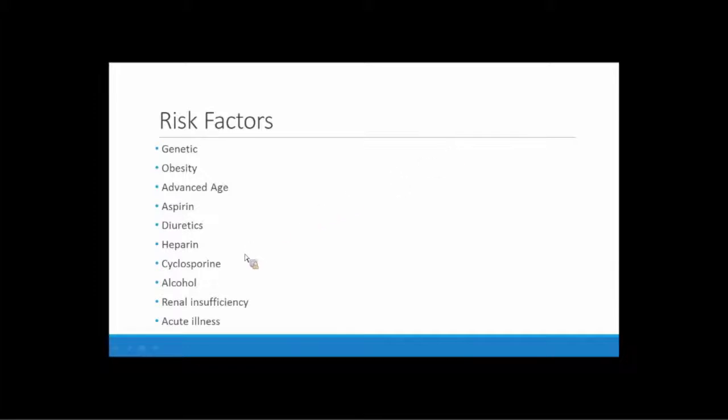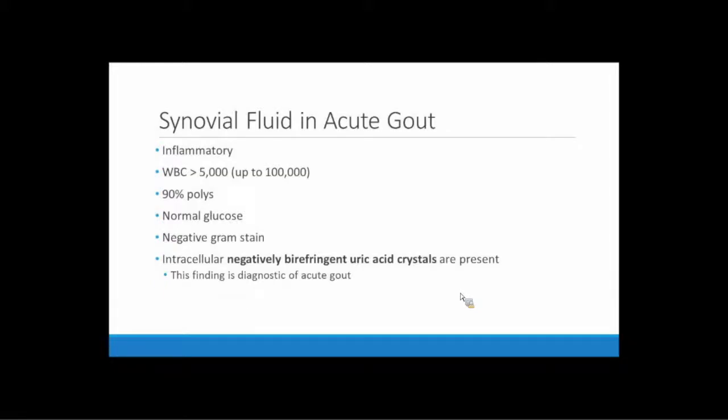Aspirin, diuretics, I've mentioned. Heparin, it's in the literature. I'm not really clinically convinced of that. In the days before CellCept, when we relied heavily on cyclosporine as a transplant center, we would see terrible, intractable gout, and they were stuck with cyclosporin. Now with CellCept, it's less of a problem because it doesn't interfere with uric acid excretion the way cyclosporin does. Alcohol, I've mentioned. Renal insufficiency, you're kind of stuck with that. And acute illness. So this explains why we see so much gout on the inpatient service.